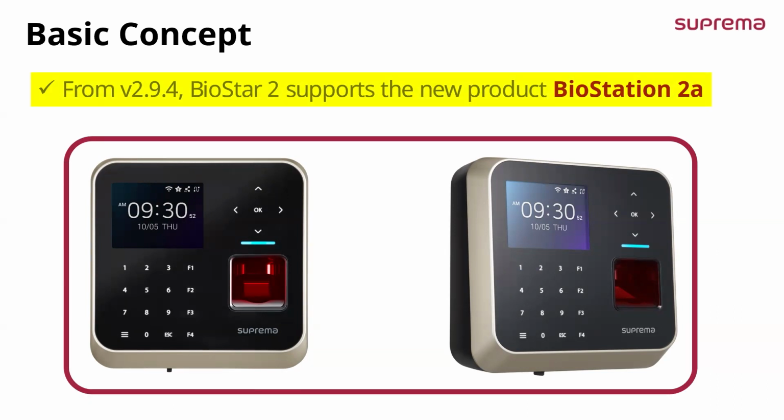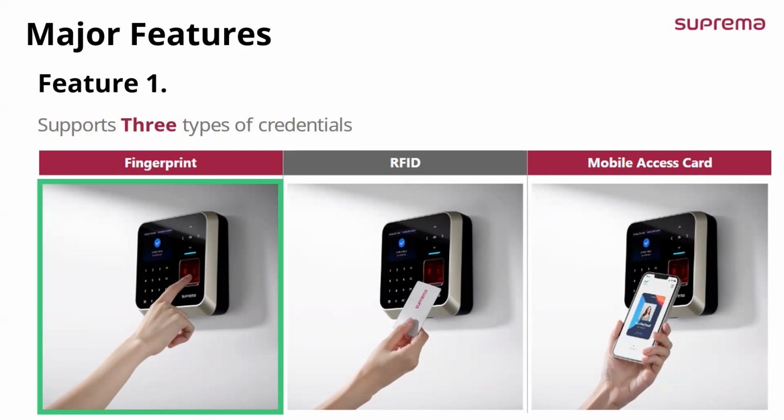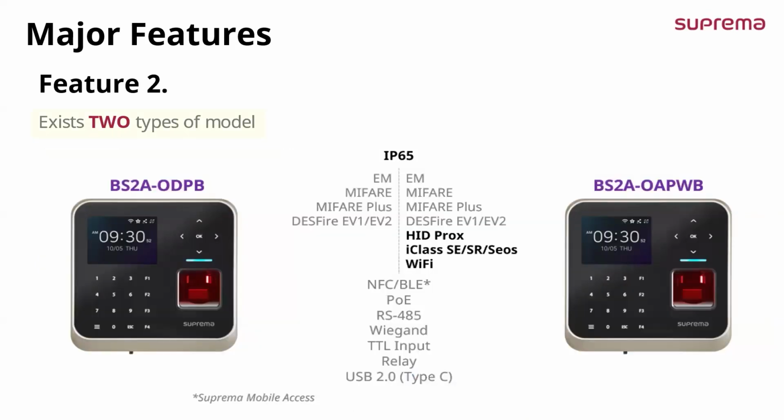BioStation 2A not only supports a wide range of RFID cards depending on the model, but also supports improved fingerprint authentication performance and Suprema mobile access function through BLE. Now, I will share the major features of BioStation 2A. Feature 1. Three types of credentials are supported: fingerprint, RFID, and mobile access card. Feature 2. There exist two types of model as the following picture.